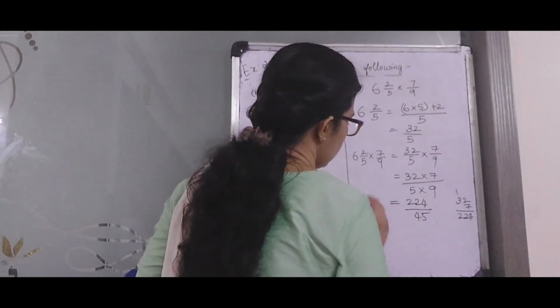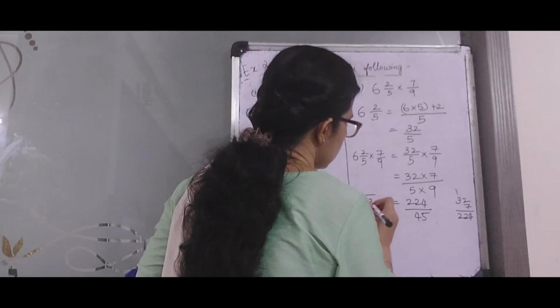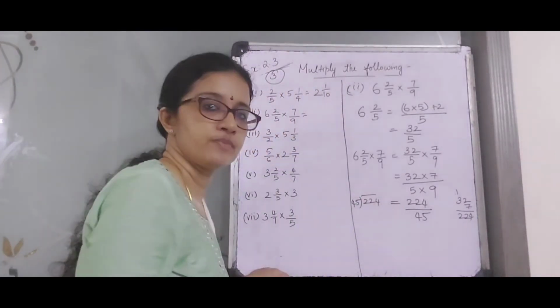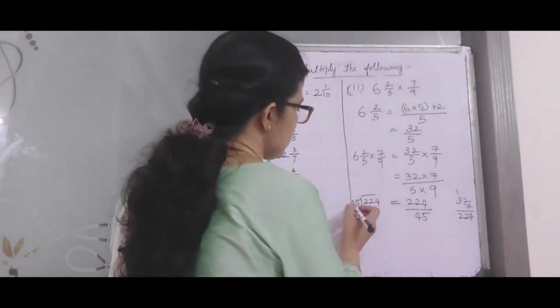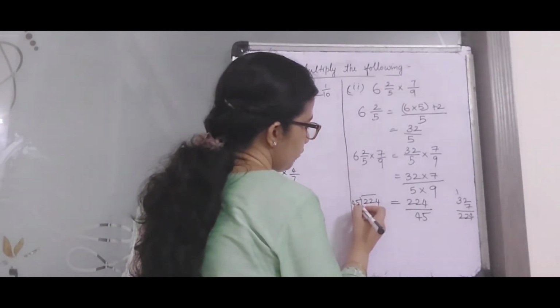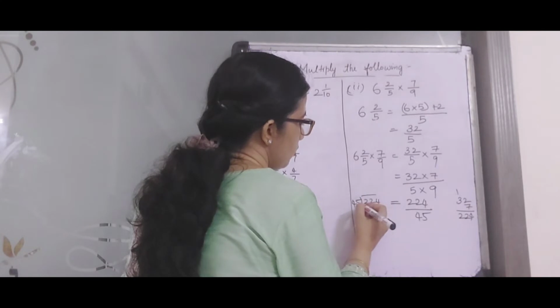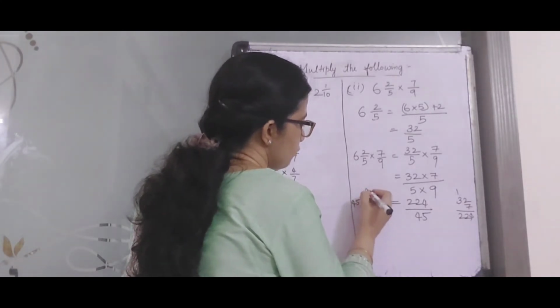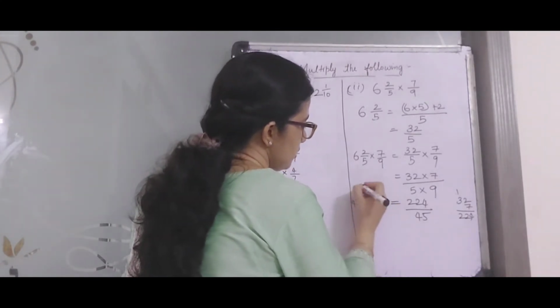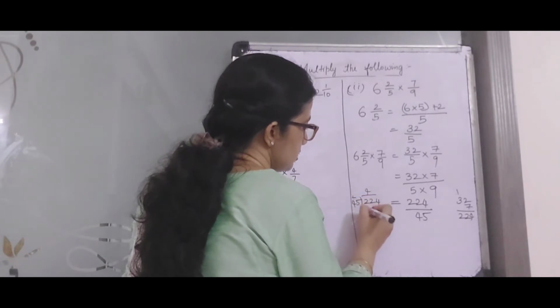So how can we convert? 224 divided by 45. Okay. So now let's take 44 into, if we take 44 into 4, 20, 2, 16, 17, 18.